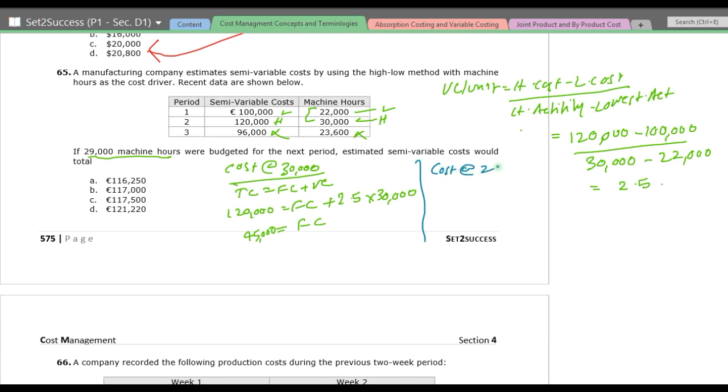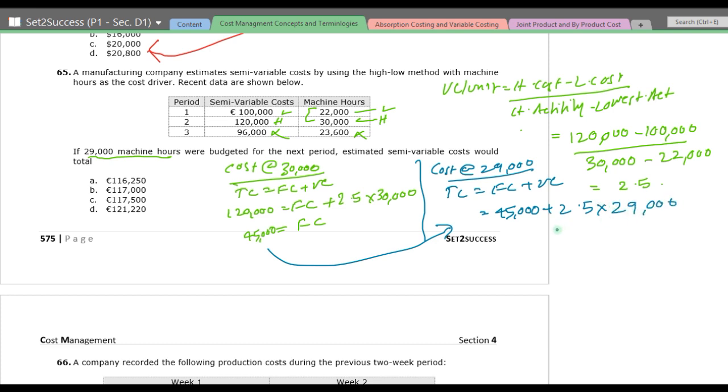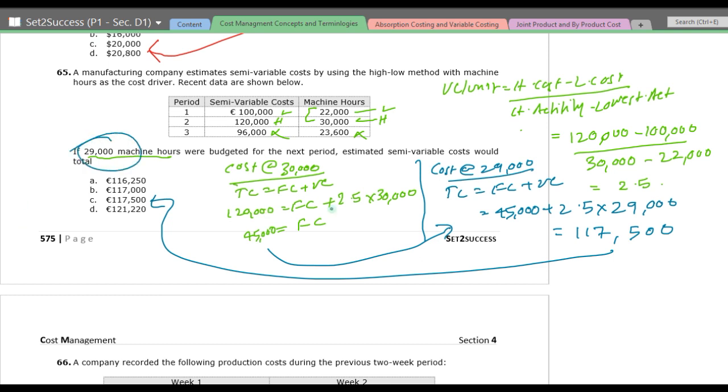Now we will find out the cost at 29,000. So that is total cost is equal to fixed cost plus variable cost. So total cost, we need to find the total cost for 29,000 units. So fixed cost is 45,000 and variable cost is 2.5 times 29,000. So this comes to be 117,500, and they are asking for cost at 29,000, that is 117,500. Next.